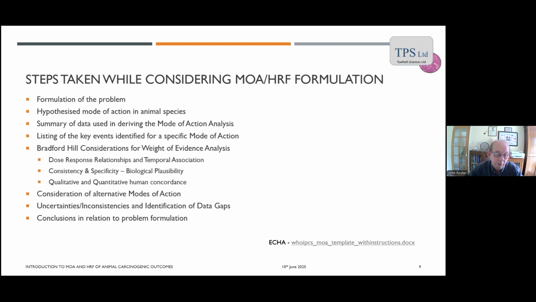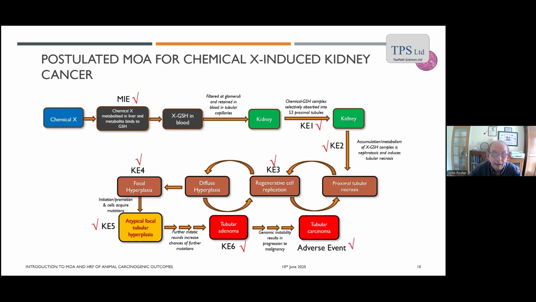Consideration of alternative modes of action. In terms of kidney carcinogenesis, there are a number of possible modes of action. What uncertainties or inconsistencies are there in the mode of action? Any identification of data gaps, and then conclusion in terms of the human relevance. This is in ECHA, on this ECHA website here, and I recommend you read that.